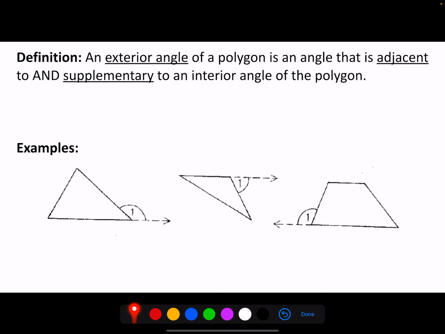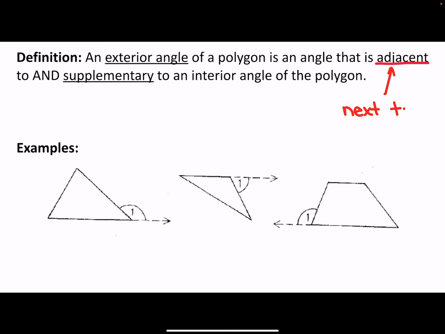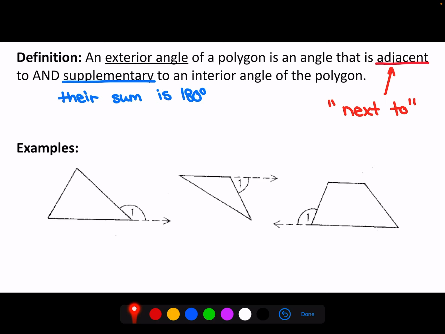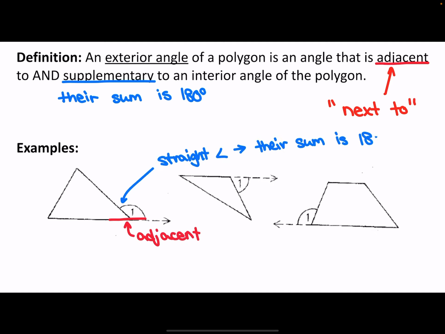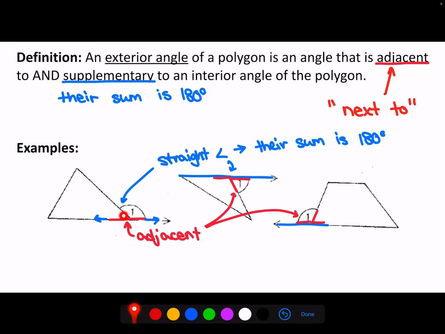An exterior angle of a polygon is an angle that is adjacent to and supplementary to an interior angle of the polygon. So adjacent just means next to, and supplementary we know means that they add to be 180 degrees. So as we can see, an exterior angle will be outside, and it's supplementary to the angle that's right inside of it, the interior angle right next to it. Now, along with that, just so that we can see it a little bit better, they form a straight line, so we know that the sums will be 180 degrees.